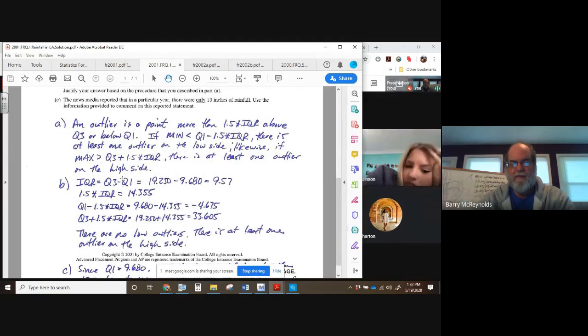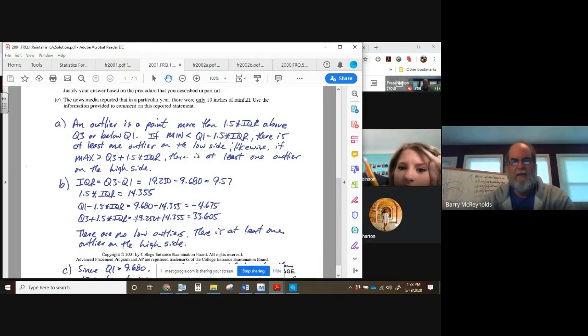IQR is just the difference between Q3 and Q1, and that value is 9.57. Times 1.5 gives us a value of 14.355. Then we calculate these differences. The boundary for an outlier on the low side is negative 4.675. So obviously there are no outliers on the low side, because it's impossible to have negative rainfall. So on the low side, there are no outliers.